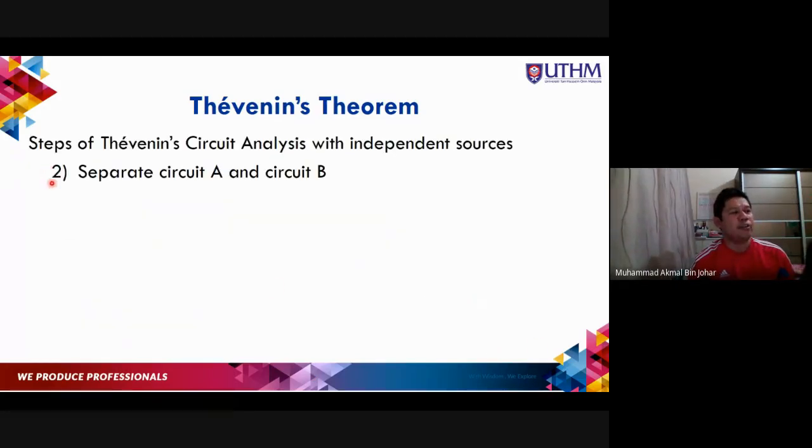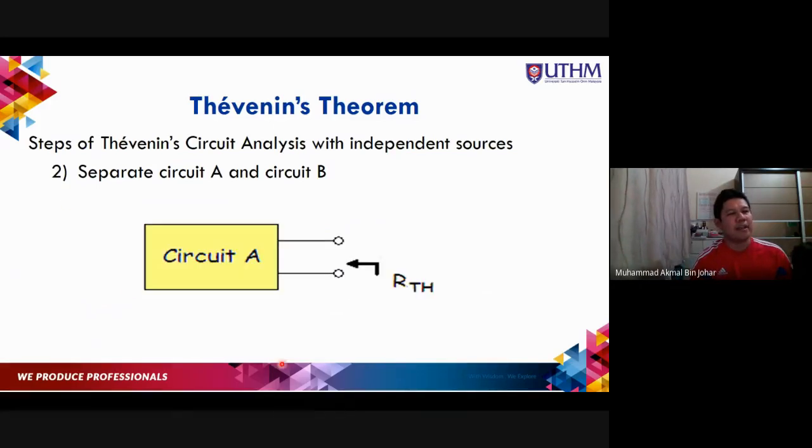So, and then what you need to do when we already identify the circuit A and circuit B is we need to separate the circuit A from circuit B. And by doing this, then we will have two open terminals. Nanti dalam example kita akan tunjuk dengan lebih jelas lagi, so it will be much easier for you to understand when we can see the open terminals. What does it mean by these two open terminals? Okay.